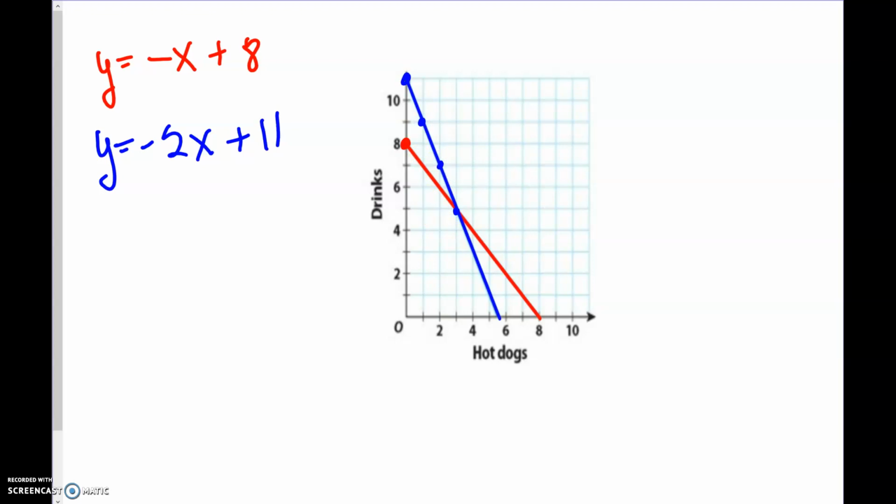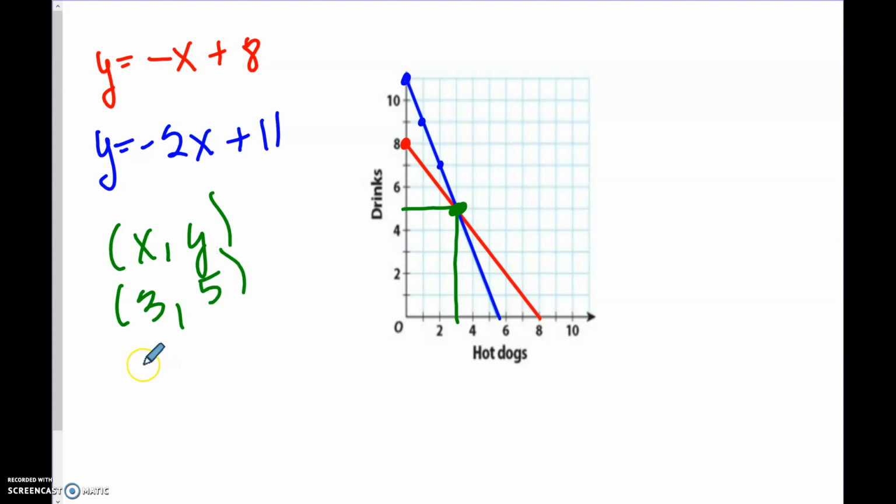And we can see where the red and blue line meet is at this ordered pair when we go up and over. So remember, it is x comma y, and it's over 3 and up 5. So what that means is they bought 3 hot dogs and they bought 5 drinks.